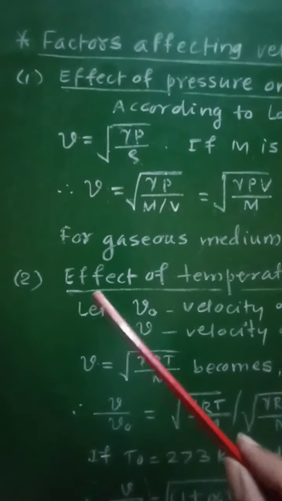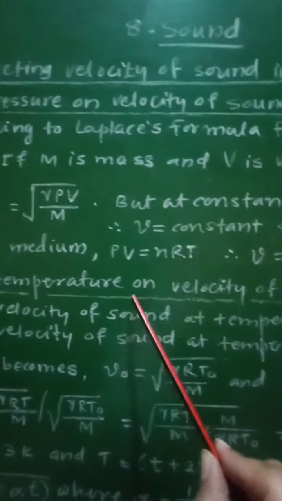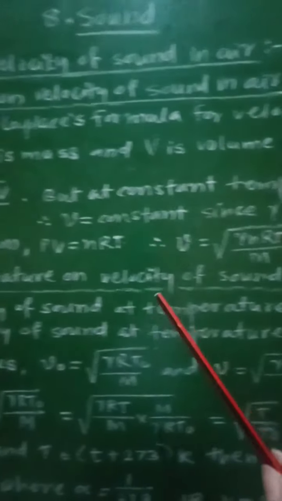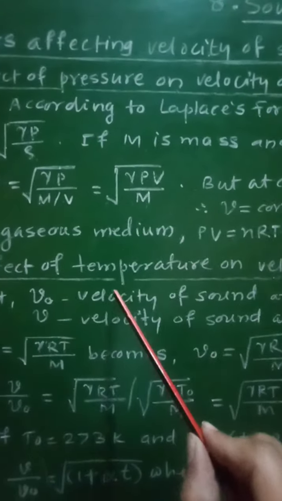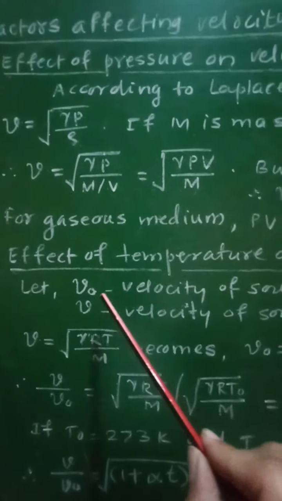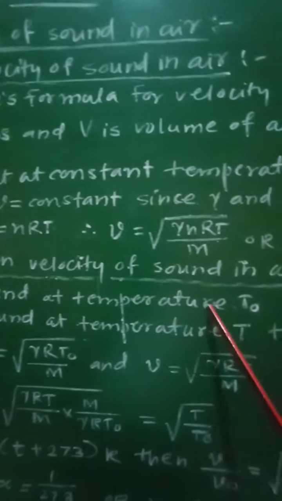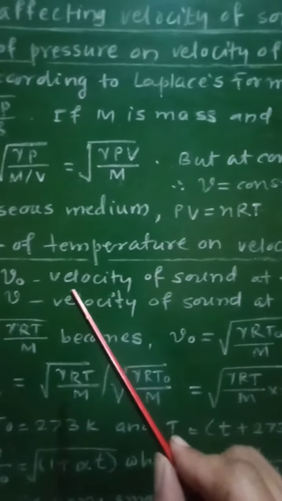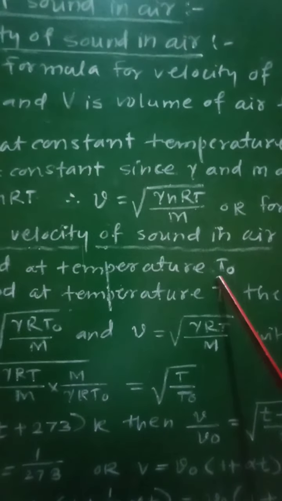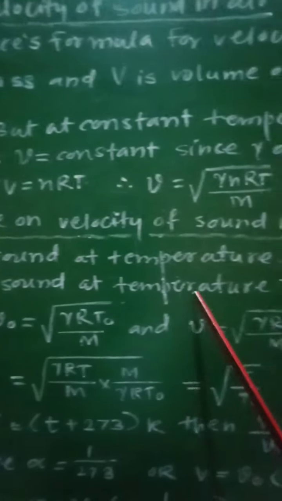Now let us consider the second factor, that is effect of temperature on velocity of sound in air. On velocity of sound in air, what will be the effect of temperature, that we will have to study. For that purpose, let phi0 be the velocity of sound at temperature T0 and phi be the velocity of sound at temperature T.